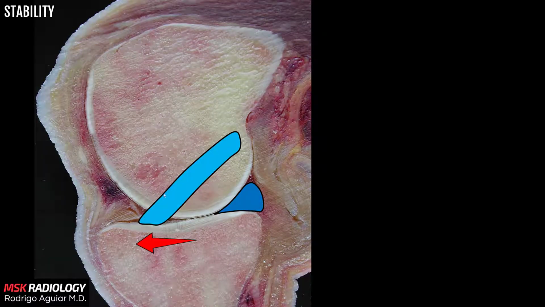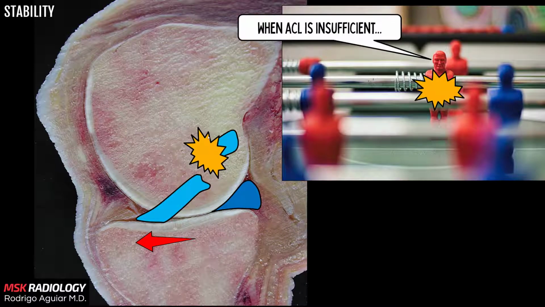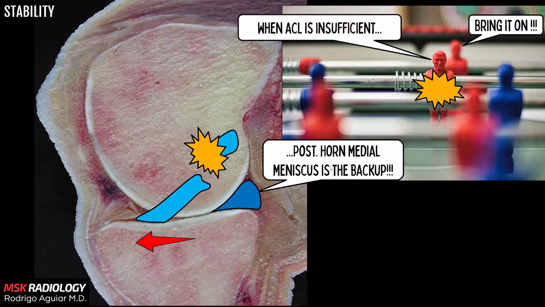In normal subjects, the ACL is the primary restrictor to the anterior tibial translation, and the posterior horn of the medial meniscus is the secondary restrictor. So the ACL is the first defense line against anterior tibial translation. When the ACL is insufficient, the posterior horn of the medial meniscus is the backup, reducing the degree of the anterior tibial translation caused by the ACL tear. It is the brake stop function of the posterior horn of the medial meniscus.